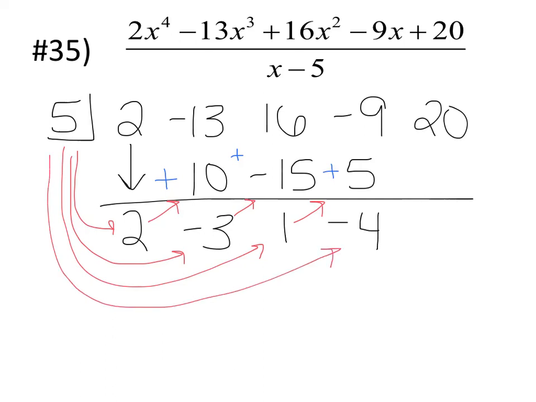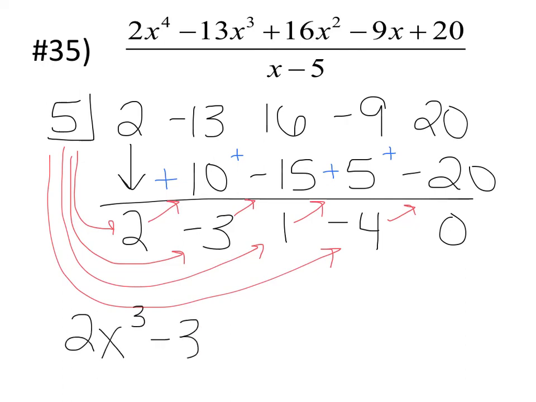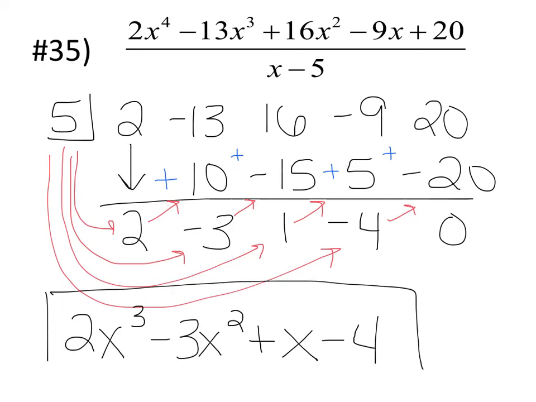Multiply. Negative 4 times 5 is negative 20. And then add. You're adding a negative, which is the same as subtracting. 20 minus 20 is 0, which is nice, means you have no remainder. So we started with x to the 4th. So you'll always start your first coefficient with 1 less, so it'll be x to the 3rd. So it's 2x cubed minus 3x squared plus 1x, which is just x, minus 4. There is no remainder on this one, so that is your answer.